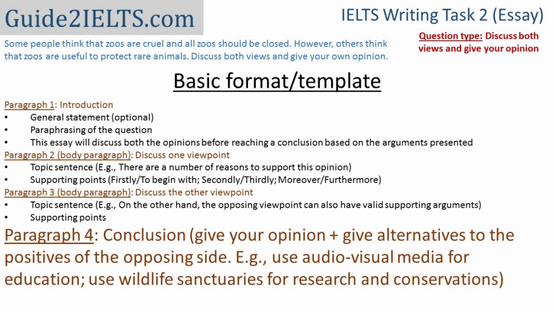There is one more way of handling this essay. We use all these points, we write the conclusion that zoos should be closed, but then we give other alternatives for how we can provide education regarding animals using audiovisual media, how we can have wildlife sanctuaries, national parks, for conservation of animals, for studies of animals. Now this last part is not really asked in the question, so we'll just include it in the conclusion.